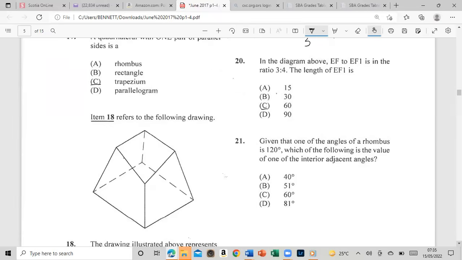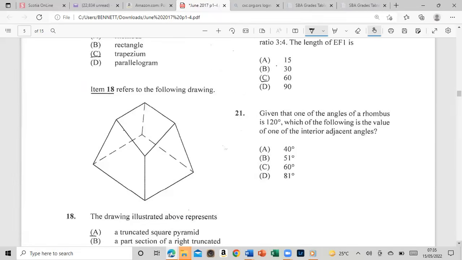All right, so let's move on to 21. Given that one of the angles of a rhombus is 120 degrees, which of the following is the value of one of the interior adjacent angles? Is it 40 degrees, 51 degrees, 60 degrees, or D, 81 degrees? And that is 60 degrees, supplementary.